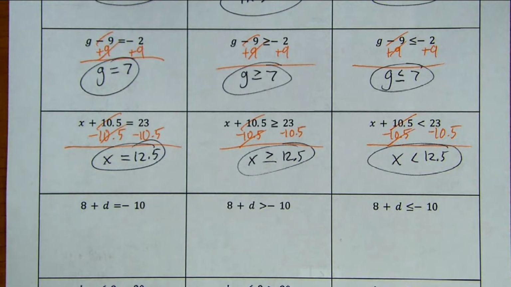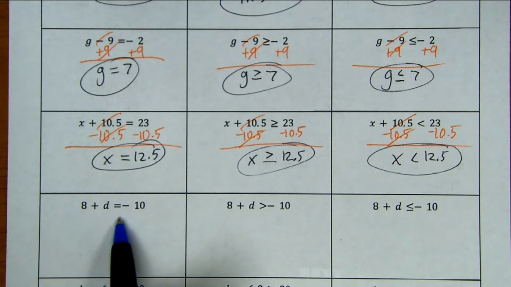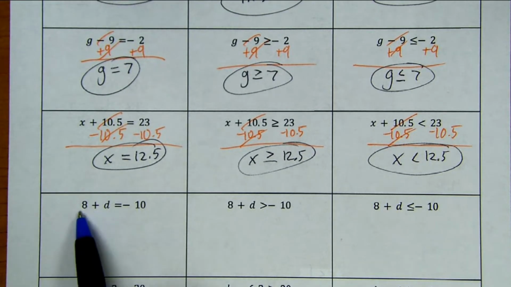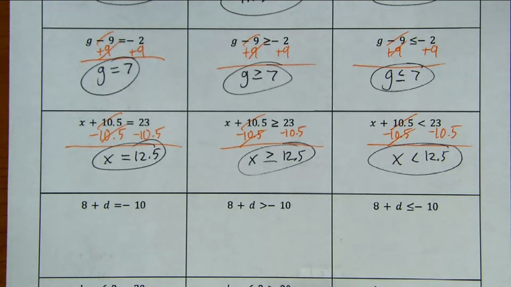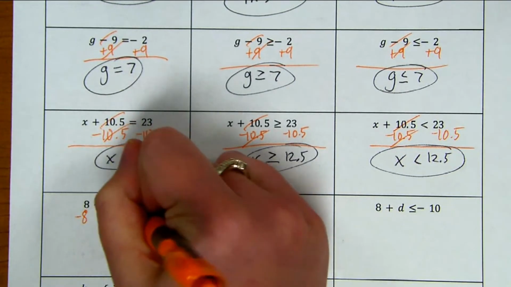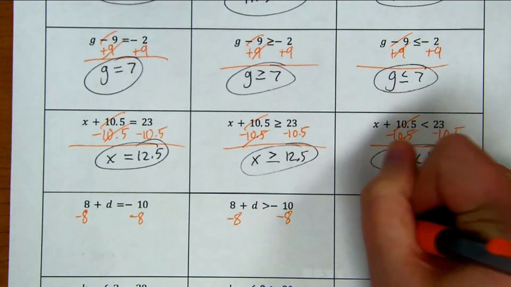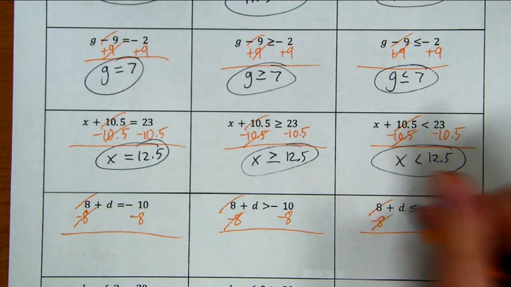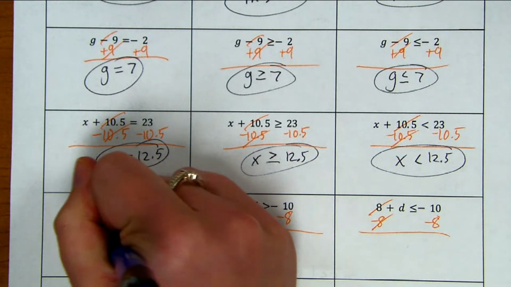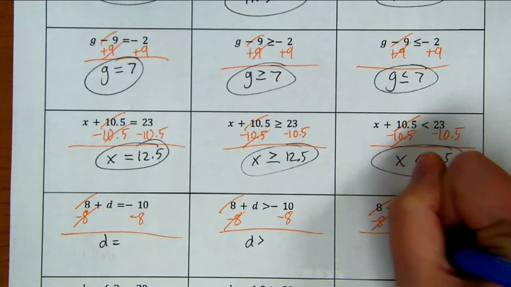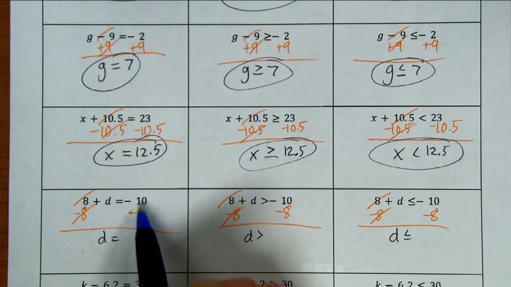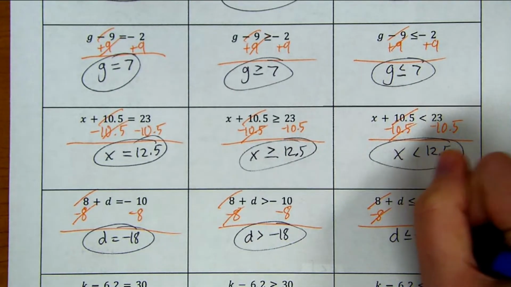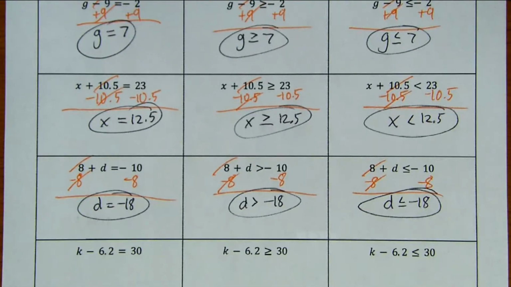All right, next problem here. 8 plus d equals negative 10, or is greater than negative 10, or is less than or equal to negative 10. Well, right now 8 is being added to the variable d, so we can cancel that out by subtracting both sides by 8. So positive 8 and negative 8 will cancel out, so we're just left with the variable d. And we bring down the inequality sign from the original problem. Negative 10 minus 8 will be negative 18. So we'll get our resulting answers for each of the problems.